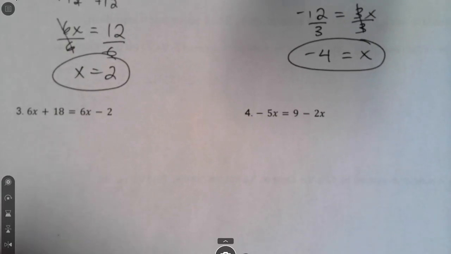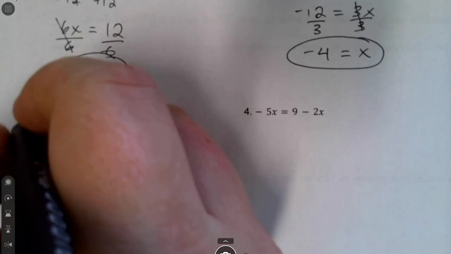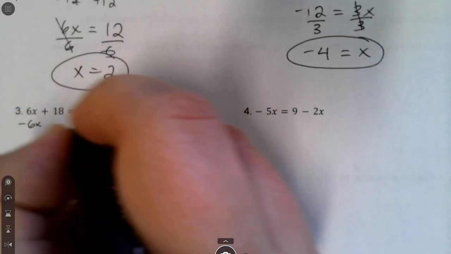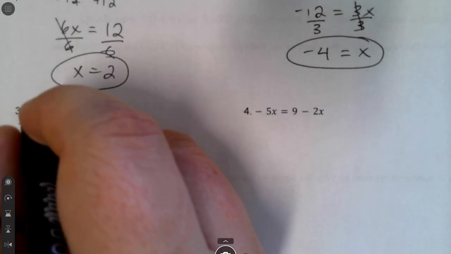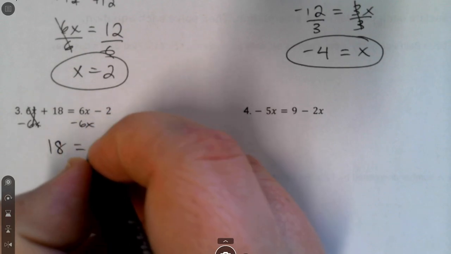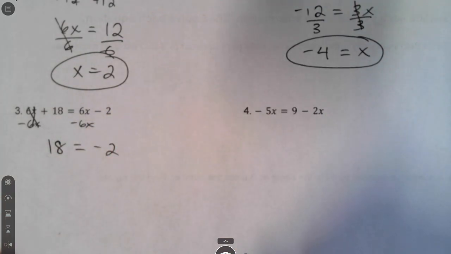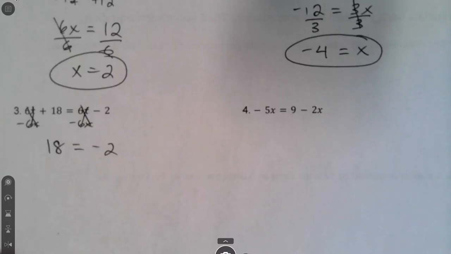Okay, number 3. So we have 6x plus 18 equals 6x minus 2. So obviously it doesn't really matter which one you do here because they're both 6x. So we'll subtract 6x from both sides. 6x minus 6x is 0, so that just leaves 18. 6x minus 6x is 0, so that just leaves negative 2. Oh, wait. Look at that. The variables just disappeared entirely.